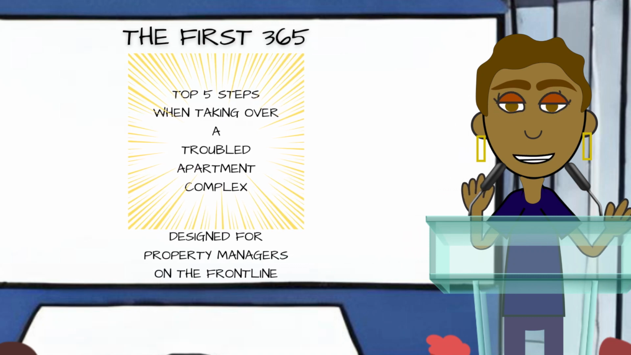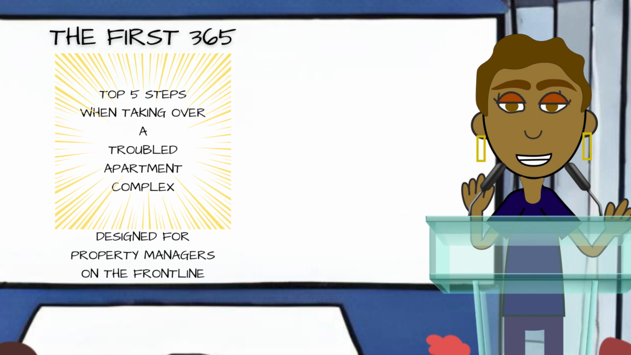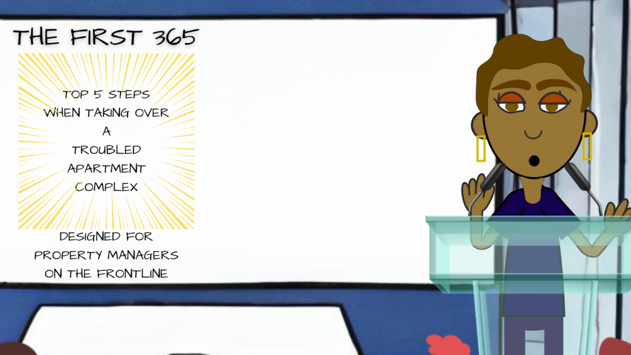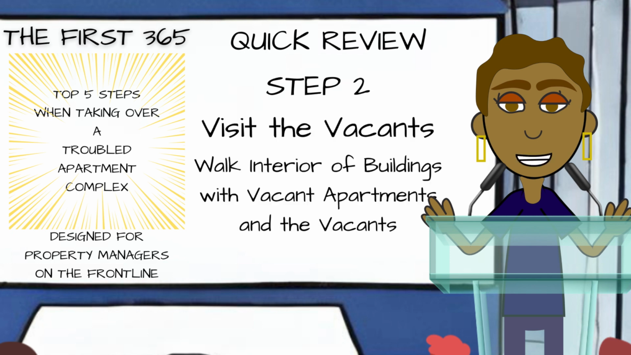We have now made it to step 3 of our top 5 steps when taking over a troubled apartment complex. We'll do a quick review. Step 1, know the lay of the land. That's when you're going to take your exterior tour of the community with your maintenance supervisor or longest standing maintenance tech. And then we have step 2, where you're going to visit your vacants. That's to visit the interior of the buildings and the vacant apartments with your assistant manager or longest standing leasing consultant. So let's move into step 3.